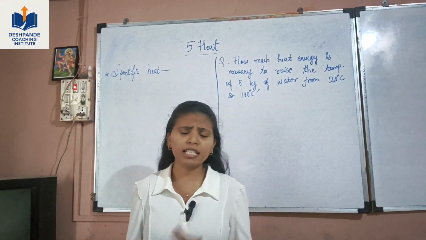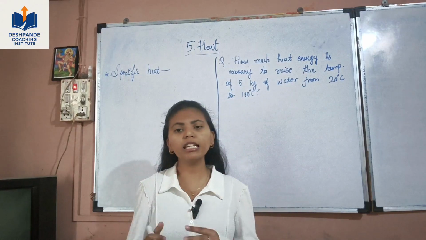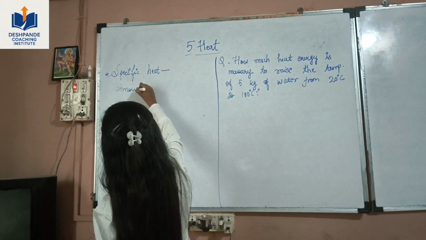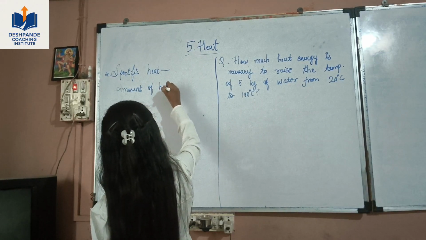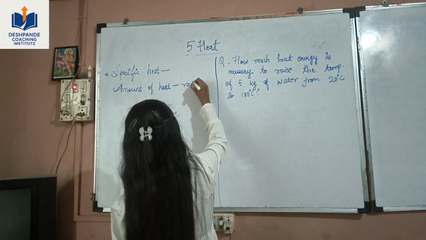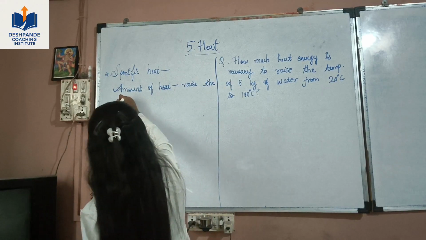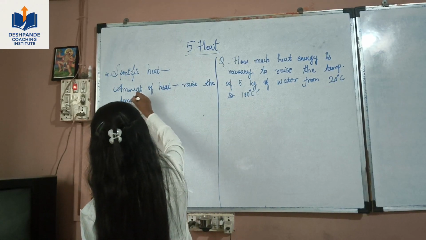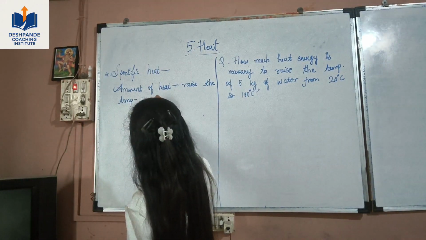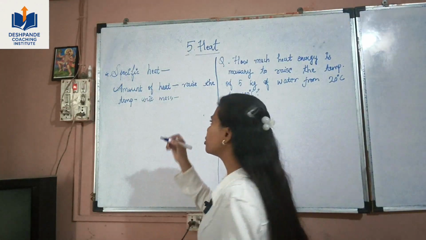So, many times in exam they ask you the definition for specific heat. So, what is specific heat? Specific heat is the amount of heat required to raise the temperature of unit mass of substance by 1 degree Celsius. You can just remember the keywords and then write them in a full sentence.